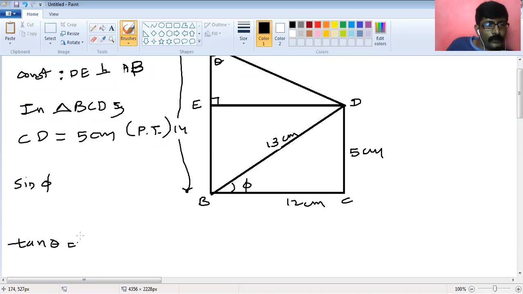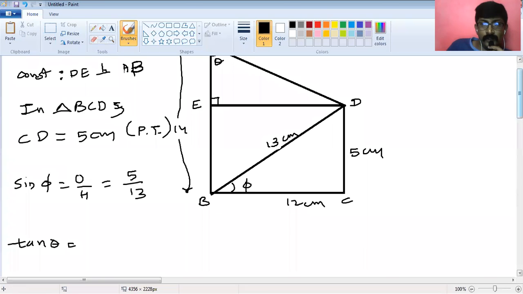So when you're trying to do this sine phi, how to calculate this sine phi? See, it's basically opposite upon hypotenuse. So opposite side कितना है? Phi का opposite कितना है? 5. And hypotenuse कितना है? 13. So that will become 5 upon 13. It's very simple sum.